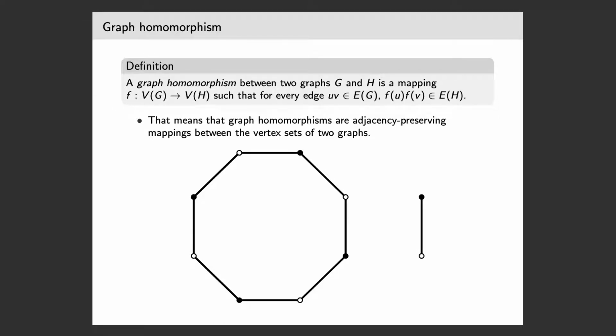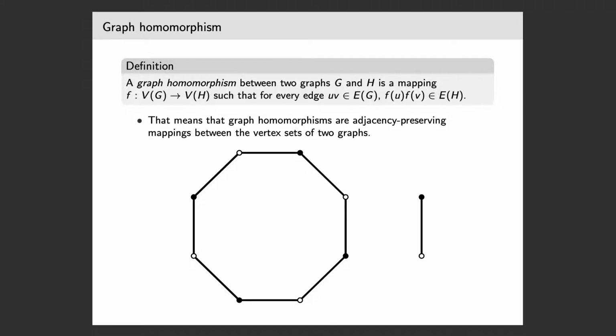In the figure below, the bipartite cycle of size 8 is homomorphic to the graph composed of one edge. That is because we can map the vertices of one part to one endpoint and the second part to the other endpoint.